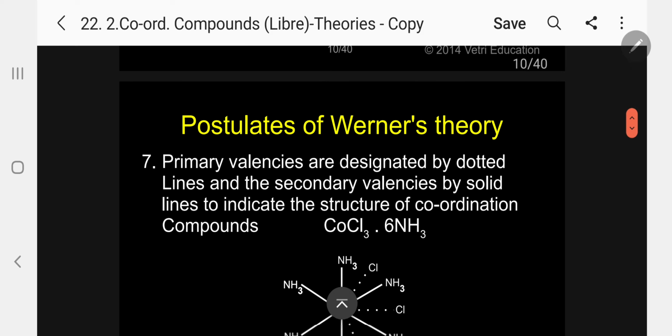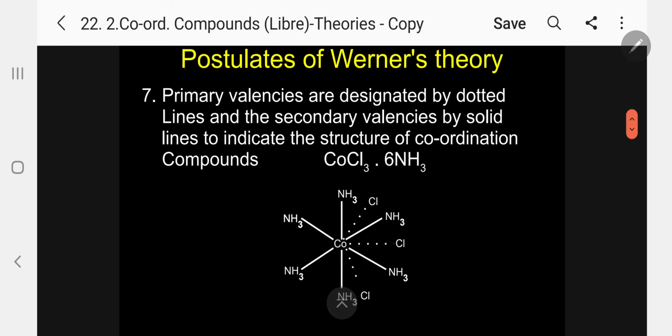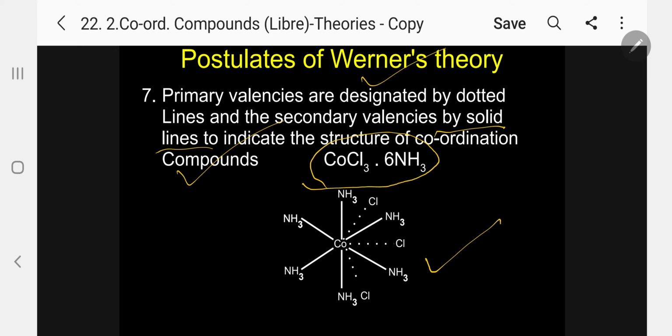Next, the 7th. Primary valencies are designated by dotted lines according to Werner, and the secondary valencies by solid lines. Please follow, my dear students, to indicate the structure of a coordination compound. This is CoCl3.6NH3. According to Werner, the structure should be represented like this. Suppose in the board examinations or the NEET examinations, it is asked which one among the following is the correct structure by Werner theory, this is the correct one.